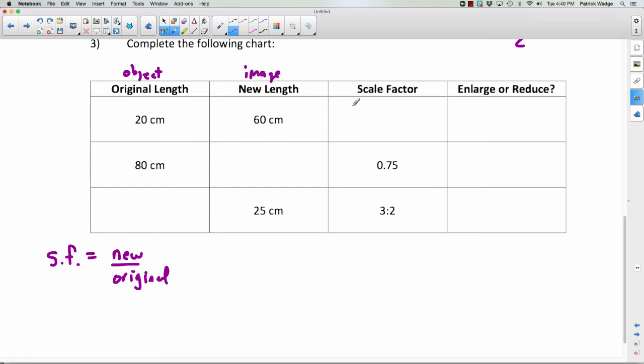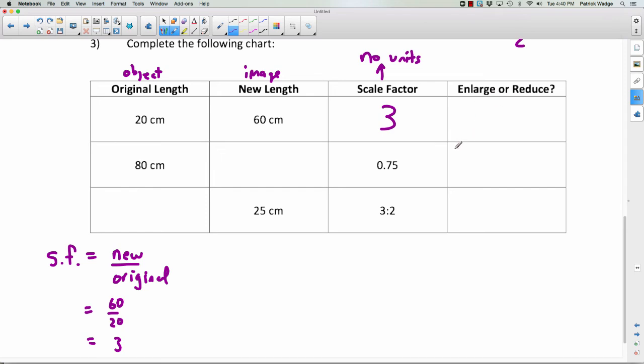And for this first question, we have to get the scale factor. Well, scale factor equals new, that's 60, divided by original, that's 20, and if you divide those, you get 3. Scale factor is just a number, no units. I forgot to say that in the notes, but there's no units for scale factor. You do not put 3 centimeters for this. 3 means 3 times as big. It wouldn't make sense to say, oh, it's 3 centimeters as big. Does not make sense. No units on scale factor.